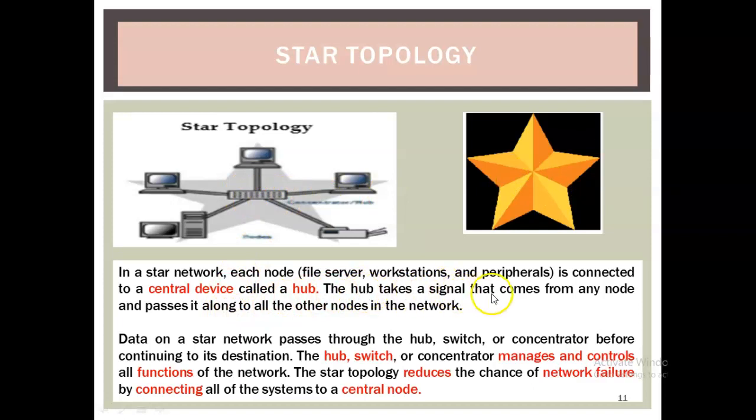The hub takes a signal that comes from any node and passes it along to all the other nodes in the network. In other words, in this topology, the hub, the switch, manages and controls all functions of the network. The star topology reduces the chance of network failure by connecting all the systems to its central node. In this topology, hardly do you have a total crash or total breakdown of the computer network system.